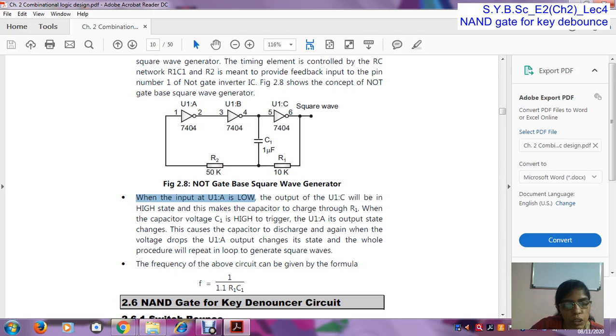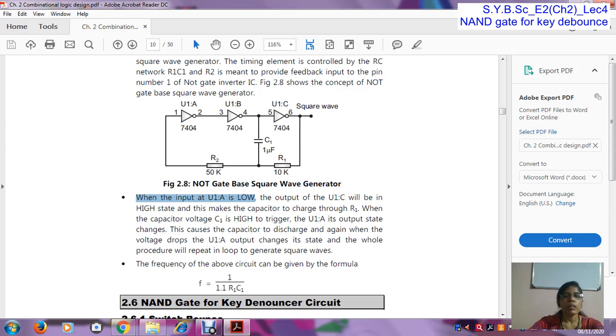When the capacitor is discharged, again it provides the path and this output becomes low, and again this becomes 1 and the capacitor is charged. When the capacitor is charged, again it becomes low. So the process is continuously repeated. When we get a high input here, we get the positive half cycle, and when this input is low, we get the negative half cycle of a square wave. So in this way we get the square wave.